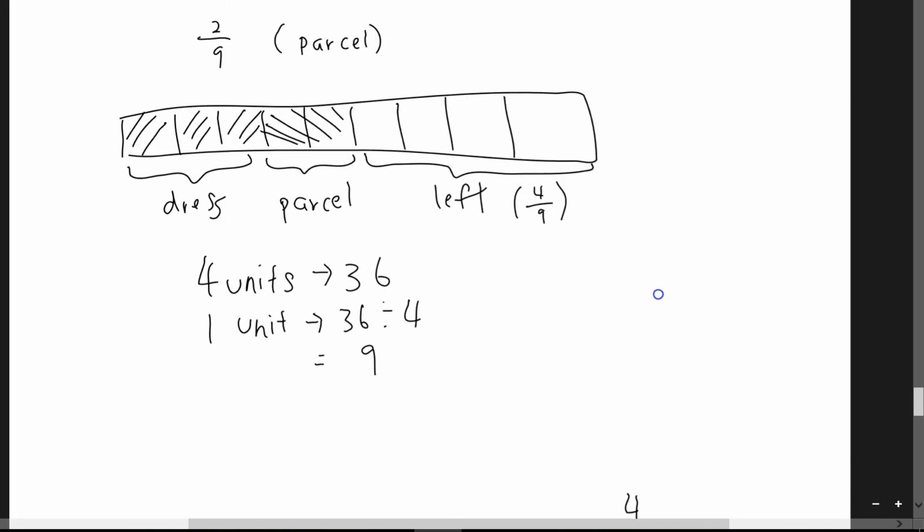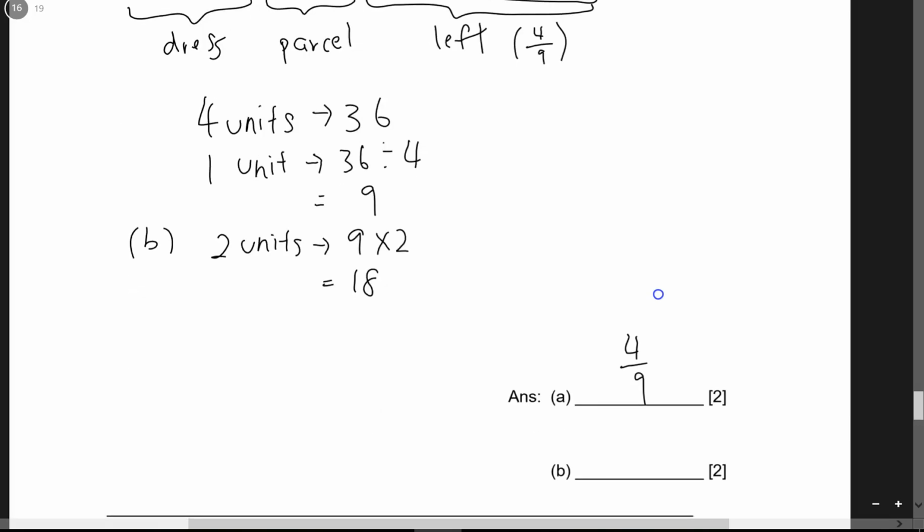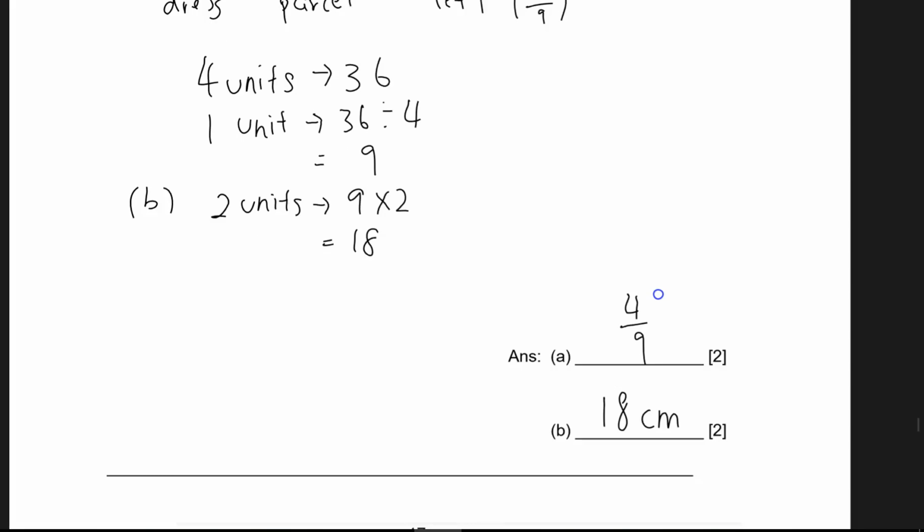Now part B, what was the length she used to tie the parcel? Parcel is how many units? 2 units. So we will want to find 9 times 2, which will give you 18. And the answer 18, remember, check yourself if you have put in the units. 18 centimeters. Alright, so that's for question 39. We're going to go to question 40.